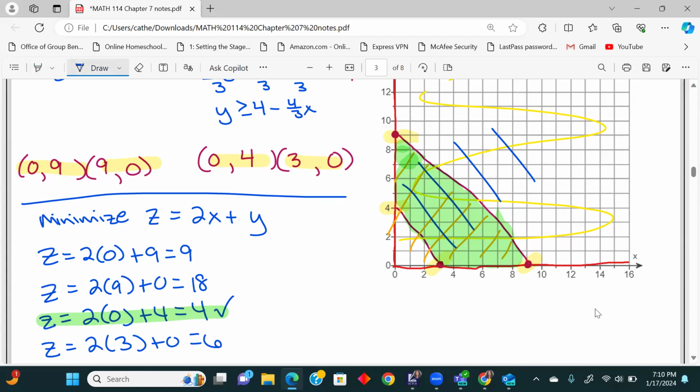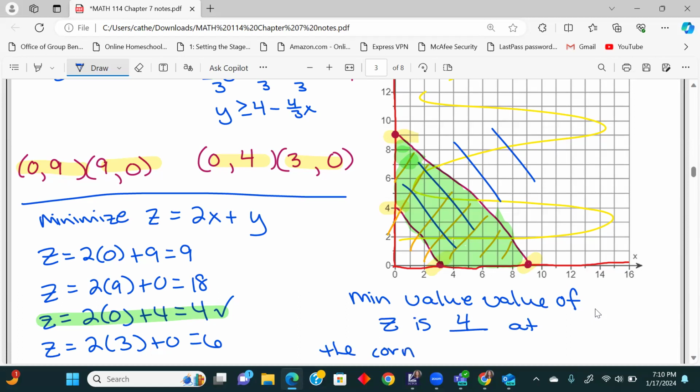So for the answer, we'll say the minimum value of z, and this will just be a fill in the blank. Minimum value of z is 4 at the corner point, and that was when we plugged in 0, 4. Right here.